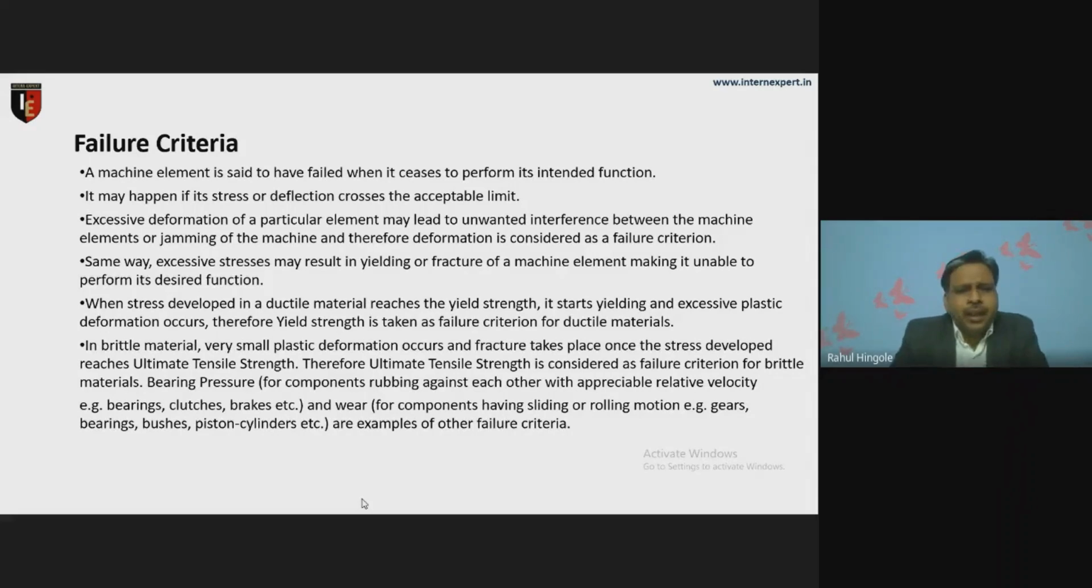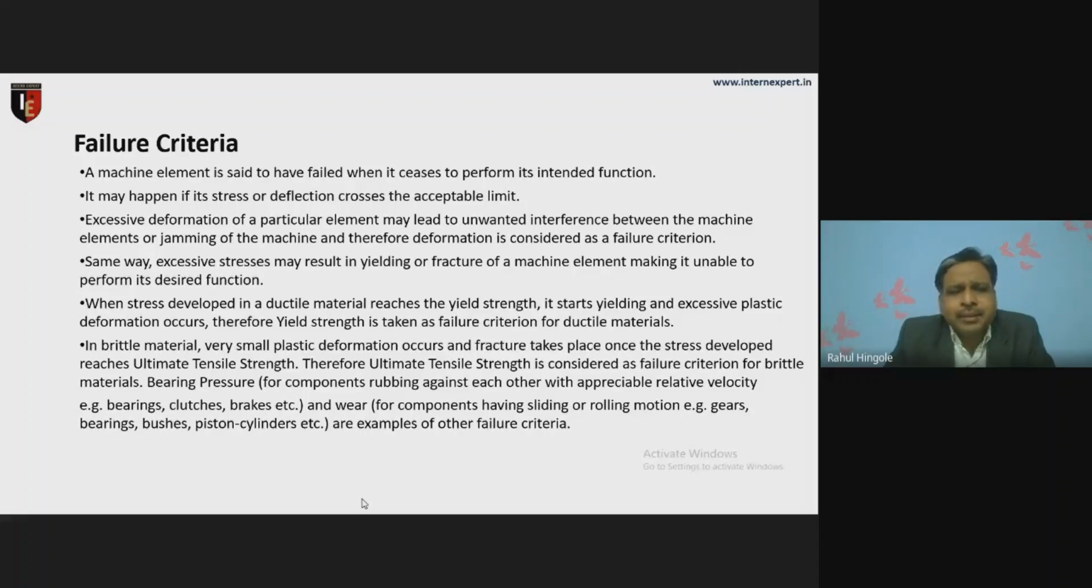Okay. Secondly, the brittle material. What is this brittle material? Where a higher percentage of carbon is there, that comes under the brittle material. Very small plastic deformation will occur in this type of material. If there is more deformation, the material will fail or break. Okay. So it reaches the ultimate tensile strength.